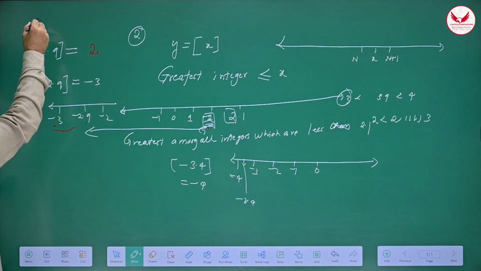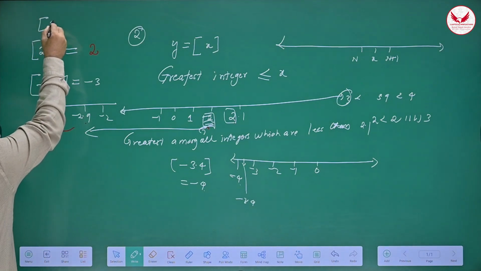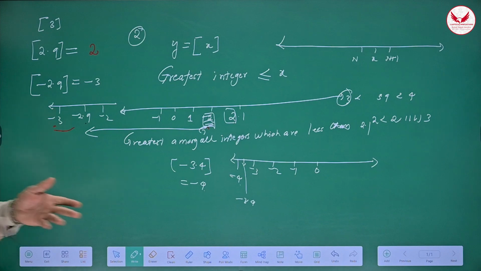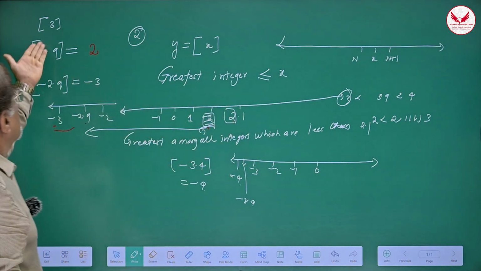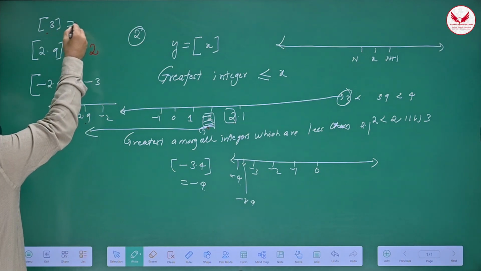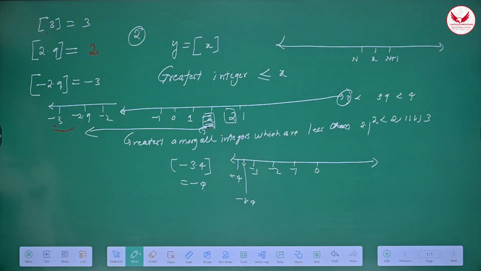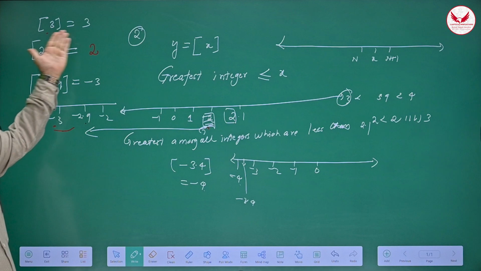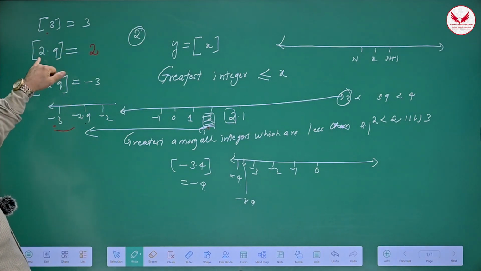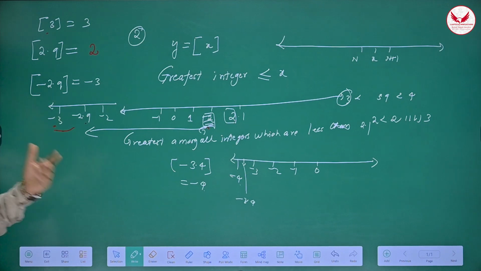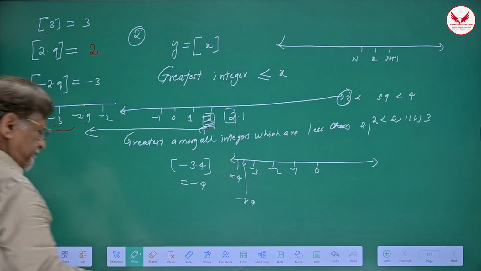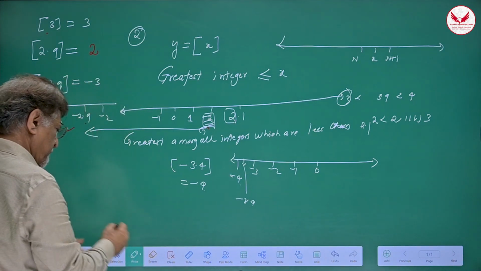Now if you take an integer itself, for example, what is the greatest integer less than or equal to it? Remember, in this definition, equality is allowed. So its integer part is the integer itself. So 3 is 3. Simple. If you take any integer, its value is the same. If you take a positive number, its value is the integer to its left. If it is negative, also the integer to its left. Correct?